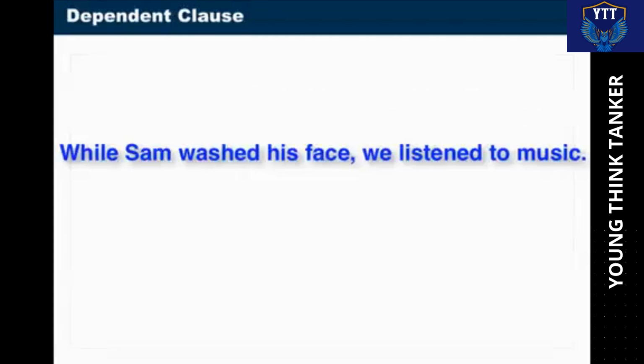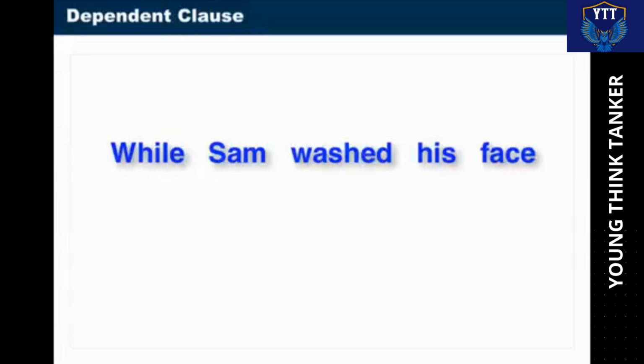Now before we go any further, you need to make sure you understand what a dependent clause is. Here we have our sentence. This is a complex sentence. While Sam washed his face, we listened to music. The dependent clause is this part: while Sam washed his face. The reason this is dependent is because it cannot be a sentence. This is not a sentence by itself. And the reason for that is because of this word, while.